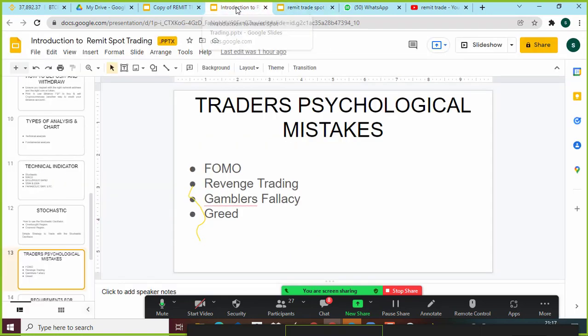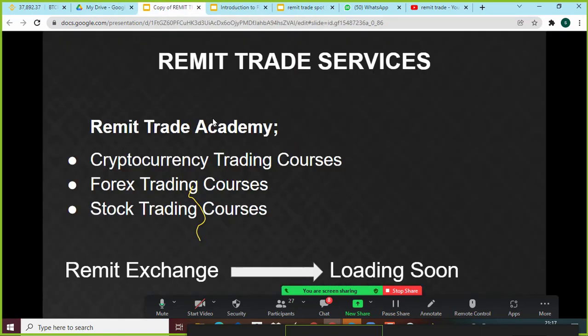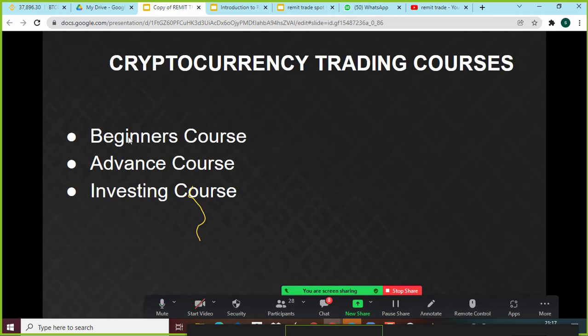So we have what we call the Remit Trade services, and under Remit Trade Academy we have a cryptocurrency course, a forex trading course and a stock trading course, and then the Remit Exchange is loading very, very fast. Now, for the cryptocurrency course, you can take the beginner course, the advanced course, and the crypto investing course. These courses are very, very powerful. They have a curriculum and will take you step by step, gradually to the end, from the scratch of what cryptocurrency is to the very advanced level.